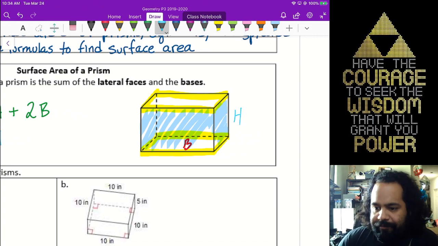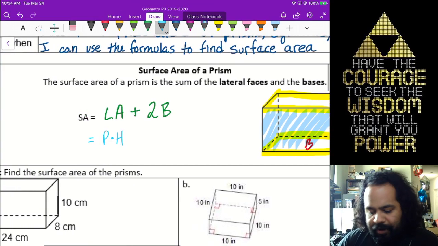It's everything simplified. So perimeter times the height, and we're still adding the area of our 2 bases.